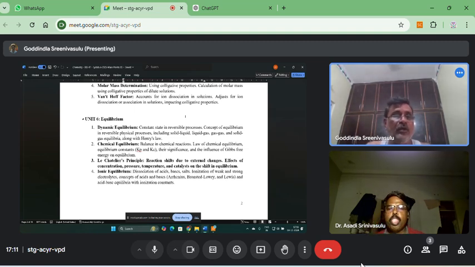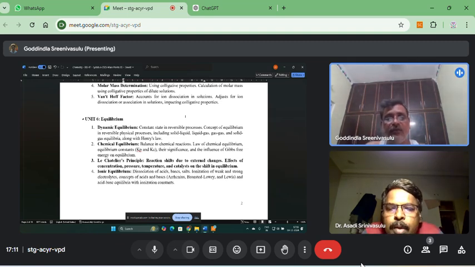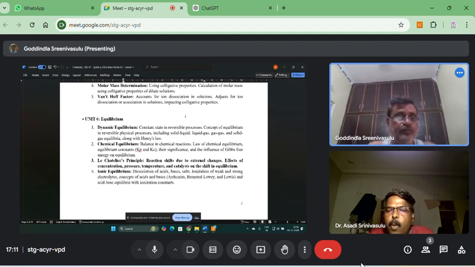Then, especially for chemical equilibrium, Le Chatelier's principle is one of the important concepts. When the reaction is going on, the reaction shifts due to external changes: the effects of concentration, pressure, temperature, and catalyst on the shift in equilibrium. Initially, there will be an already existing equilibrium. When these parameters are changed, there will be a shift from left to right or right to left. That depends on the parameters.